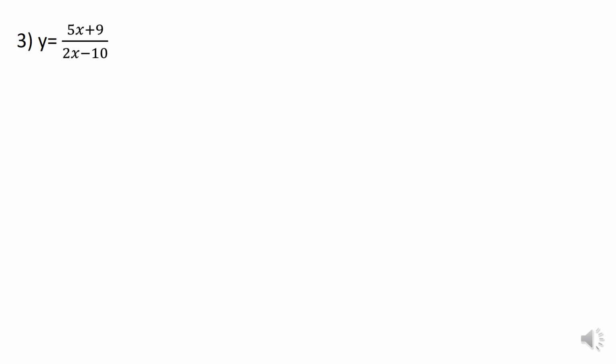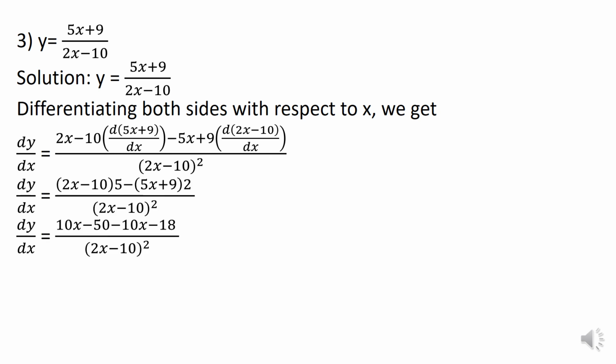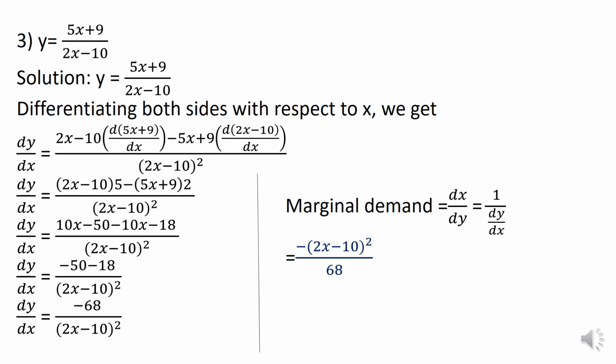The next sum, again y is equal to 5x plus 9 upon 2x minus 10. As you can see, u upon v. So again we use the quotient rule. So we find dy by dx like so. You can observe the steps for yourself. We simplify it in this way. And thus we get dy by dx. Again for marginal demand, we take the reciprocal of dy by dx, that is dx upon dy we get, and we take the reciprocal of our answer for dy by dx. And thus we get the final answer for marginal demand.